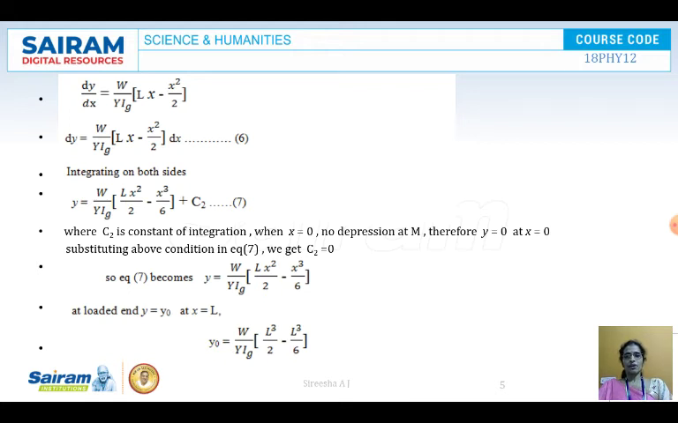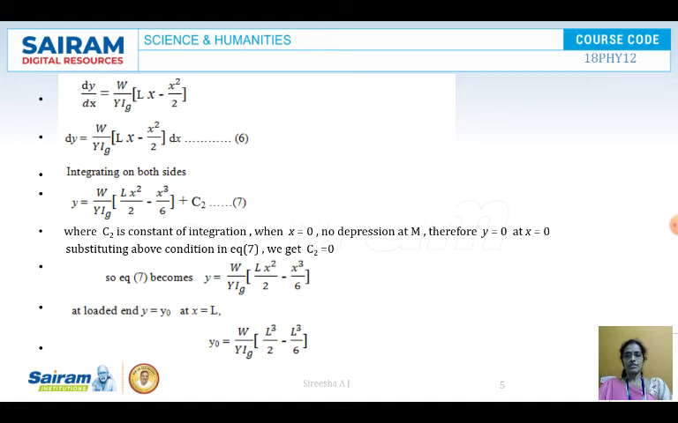Again, integrating on both sides, the integral of dy is nothing but y, which is equal to w by YIg into (lx square by 2 minus x cube by 6) plus c2. Here, the integral of x is x square by 2 and the integral of x square is x cube by 3. 3 into 2 is 6. Therefore, x cube by 6 is the integration of x square by 2.